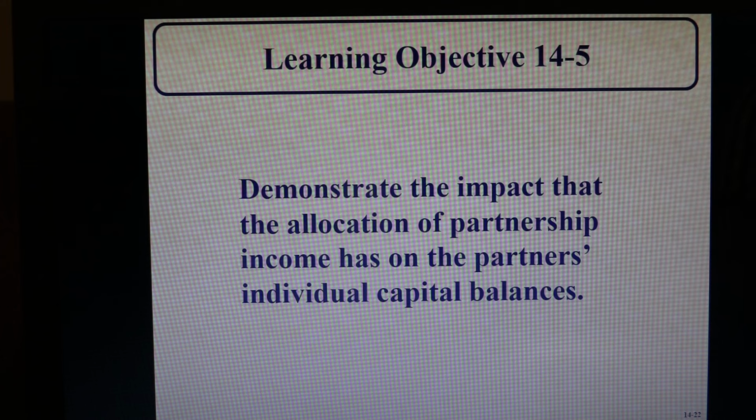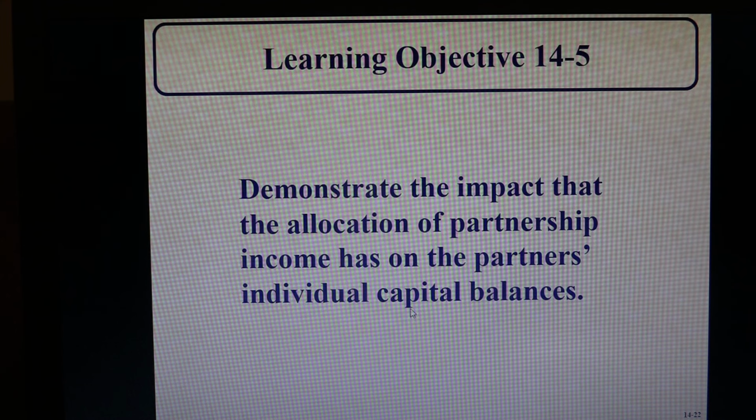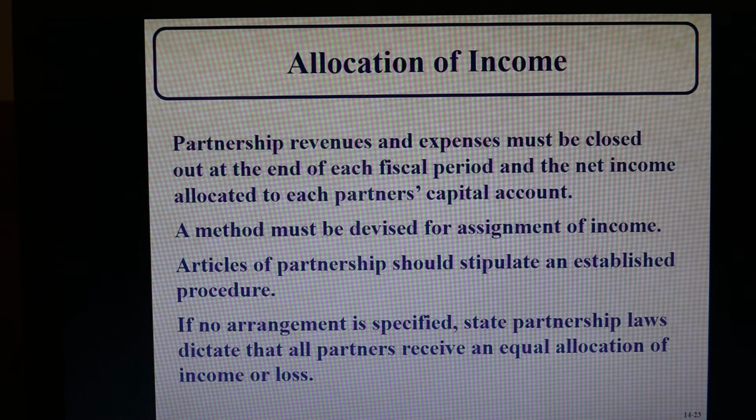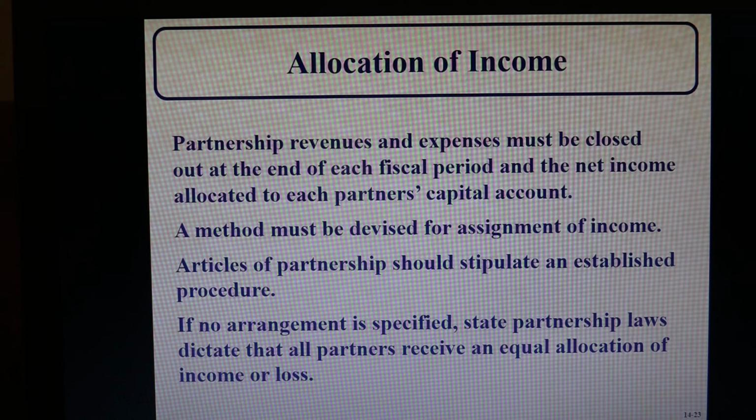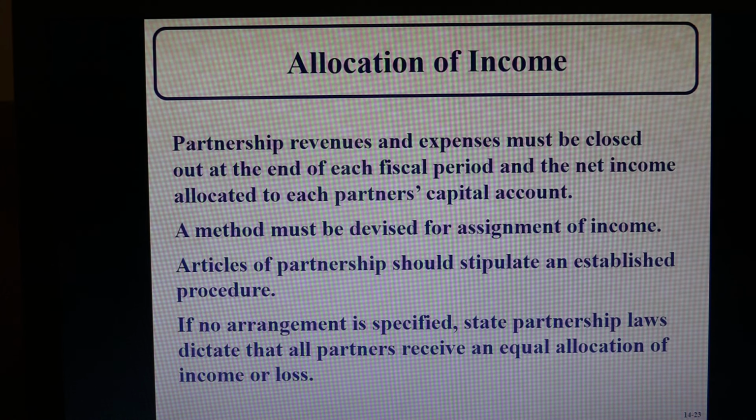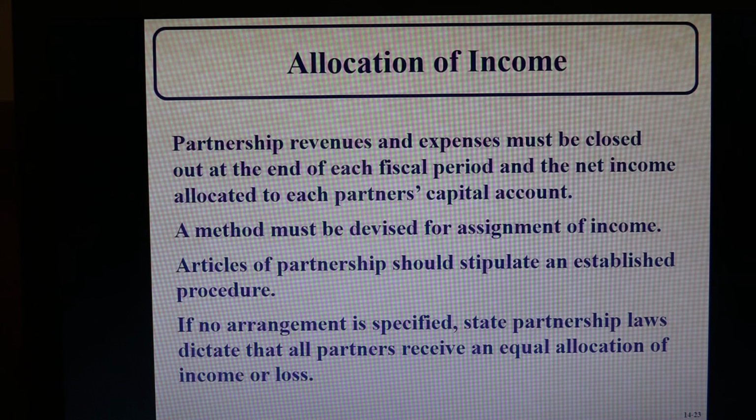Okay, so next we want to talk about allocation of income, to show you the impact that the allocation of partnership income has on partners' individual capital balances. So, partnership revenues and expenses must be closed out at the end of each fiscal period, and the net income or loss allocated to each partner's capital account. Some method must be devised for the assignment of income or loss.